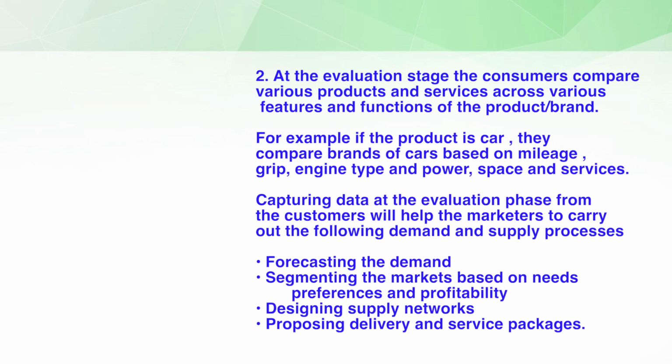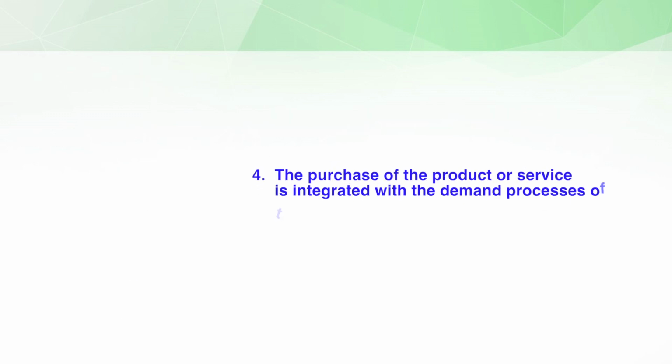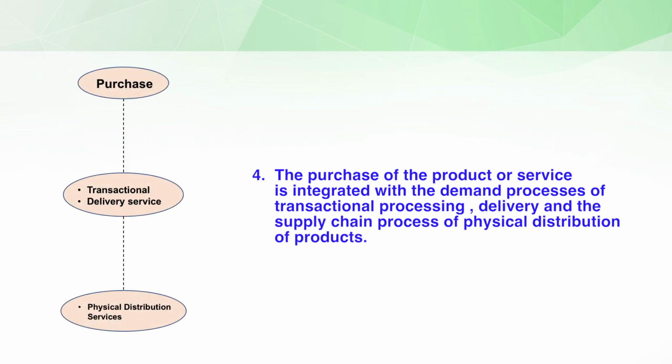In the third phase of customer life cycle, the decision to purchase is taken. The decision to purchase by the consumer is supported by the demand processes of defining the value proposition of the product and service features to a specified customer, and by carrying out the supply process of receiving orders and order fulfillment. The purchase of the products or services is integrated with demand processes of transactional processing, delivery, and the supply process of physical distribution of products.